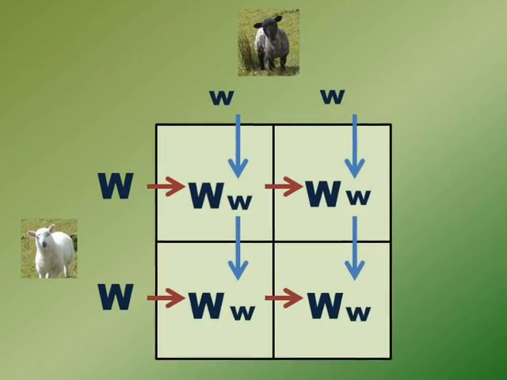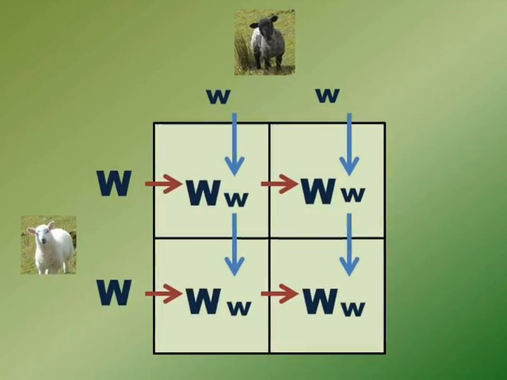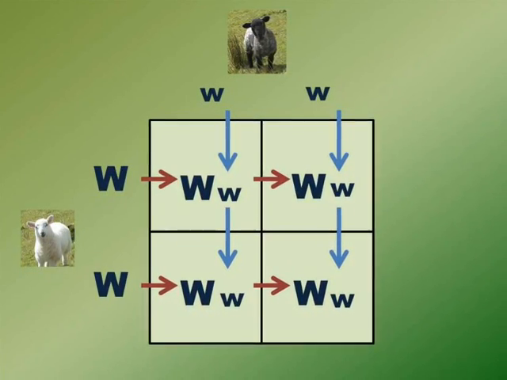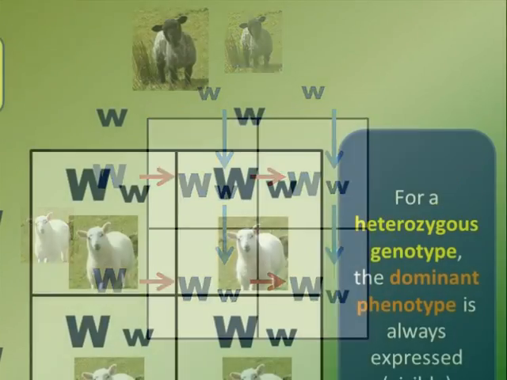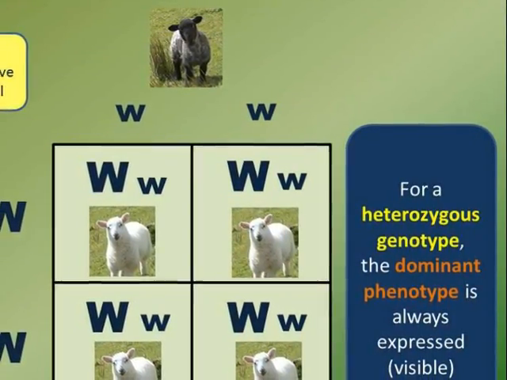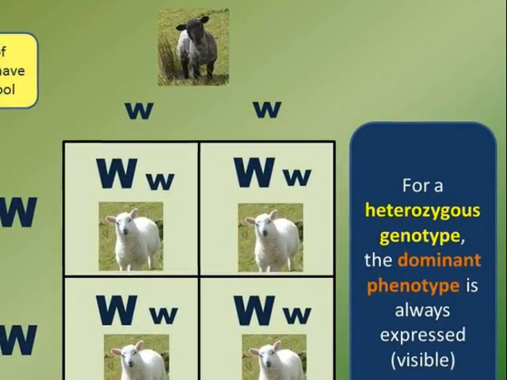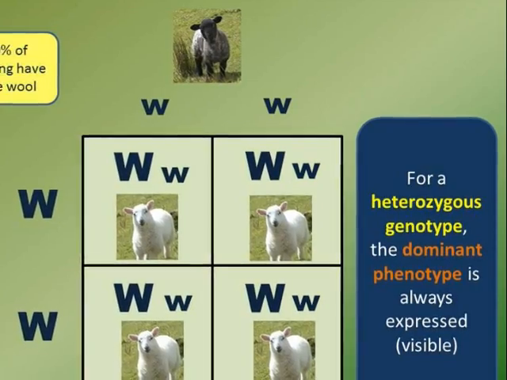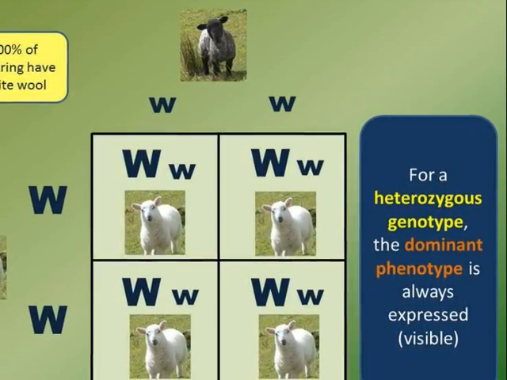Look at the Punnett square now. All the boxes should have the same genotype, big W, little w. This is the heterozygous genotype because the letters are different. But what will the sheep look like? Good question. Since the dominant trait is white wool, all the sheep are white. Dominant traits hide or mask the recessive trait in the phenotype, so sheep with the heterozygous genotype, big W, little w, will always be white.